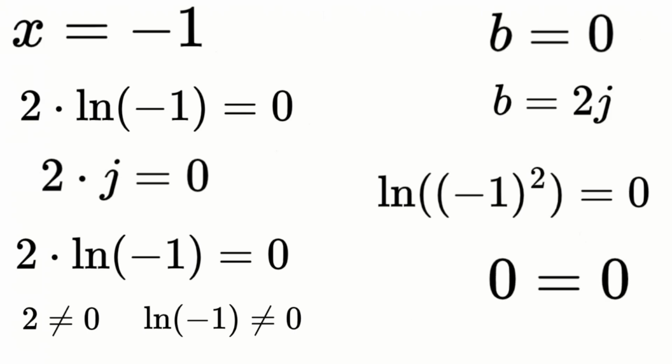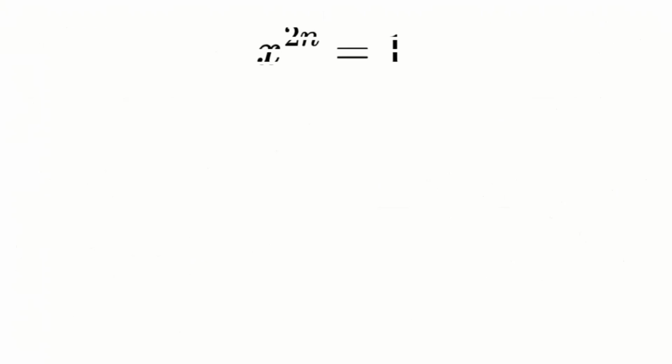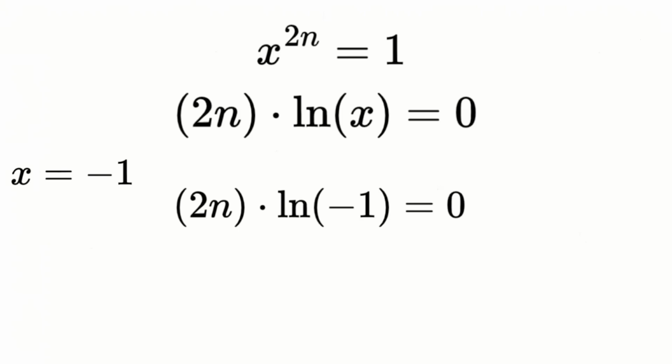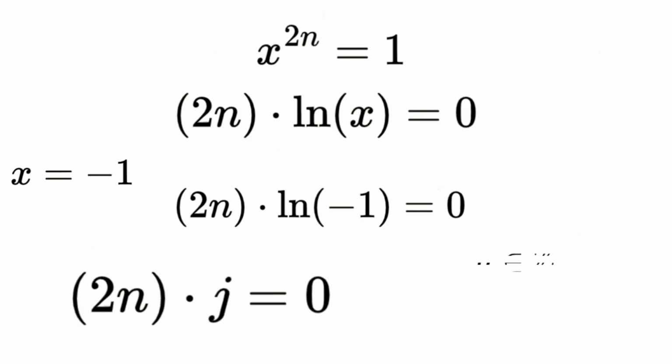Now both sides are equal, and for n times j equals 0, we can prove it from this equation. x raised to 2 times n equals 1. Take the natural logarithm of both sides, so we get 2 times n times natural logarithm of x equals 0. Since x equals minus 1 is a root of the equation, we can write 2 times n times j equals 0. This proves the even property. We can use the same approach for odd powers.